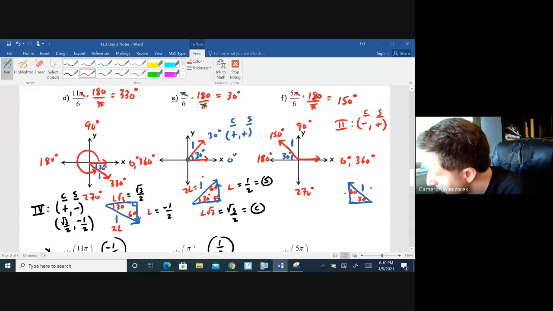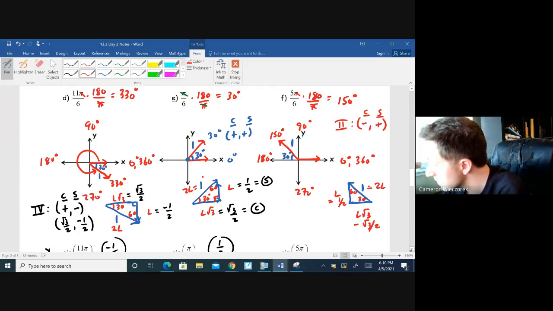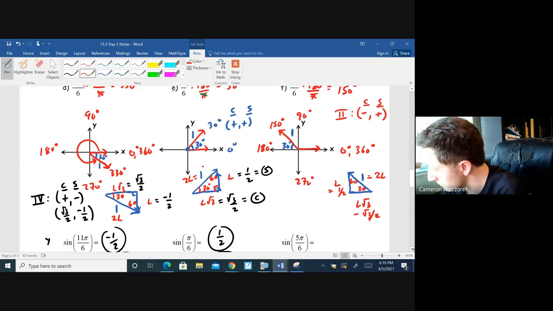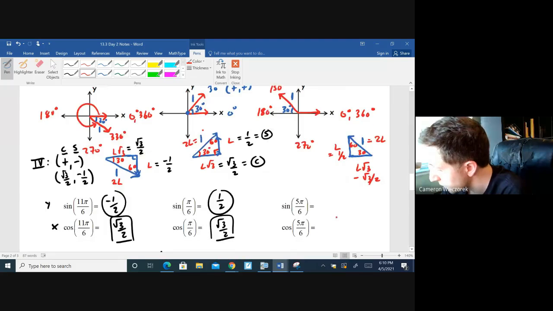Across from 30 is L. My 1 is 2L. So L in this case would be 1/2. And L rad 3 would be negative rad 3 over 2, since it's moving left. So cosine, negative rad 3 over 2. That's my x-coordinate. And sine would be positive 1/2. That's my y-coordinate.